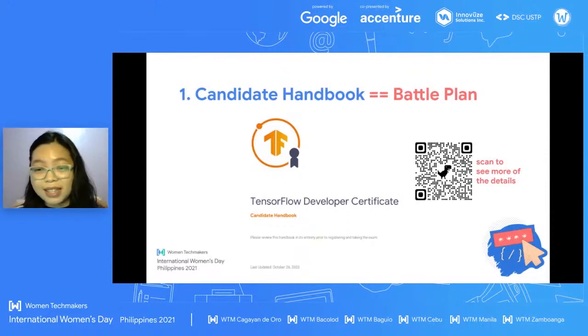So this candidate handbook, just a note, along with the other materials, is being updated from time to time. You can see here it was last updated October 26th. So just make sure you're reading the latest version that you can find on the website. And if you're fond of reading blogs, make sure to see what version they are using, because it might be that it's not updated.